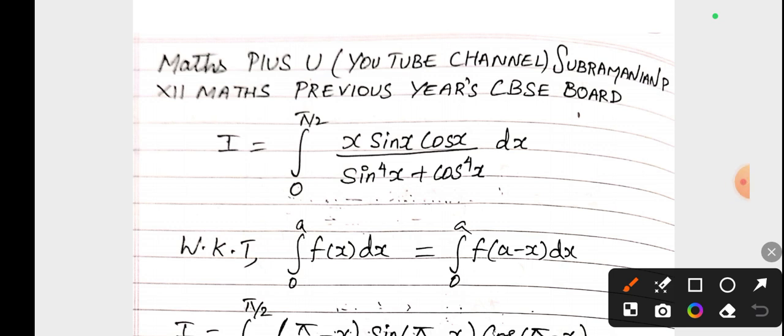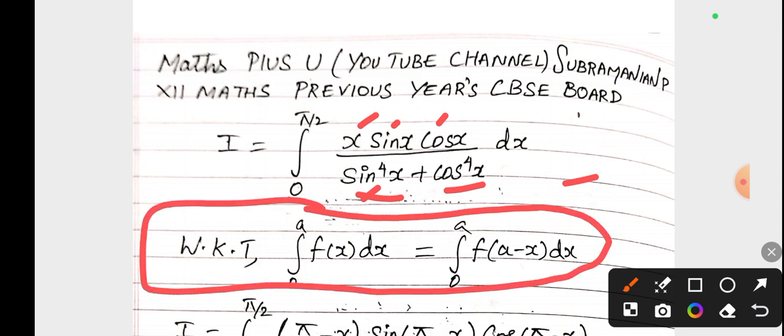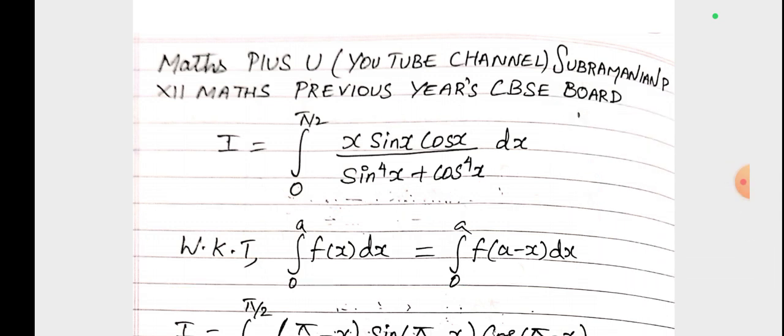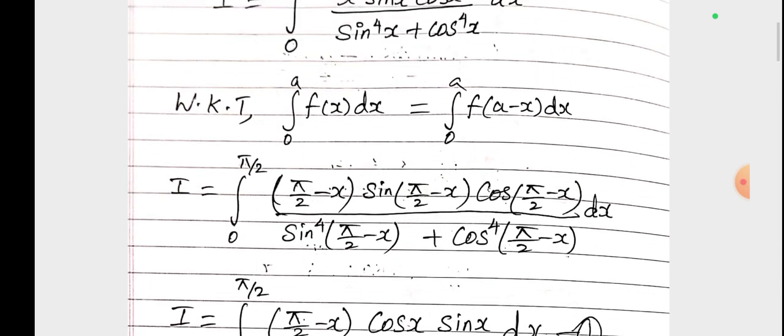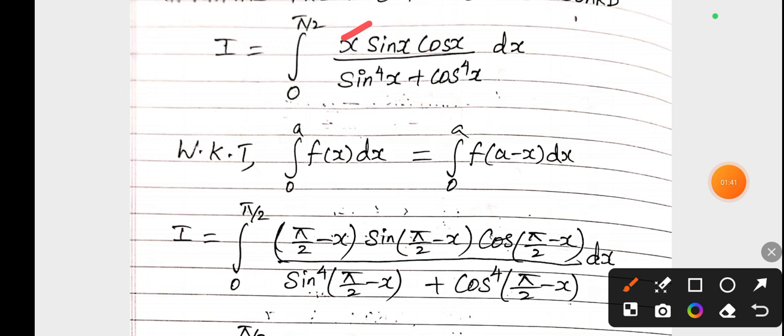Now I equals integral 0 to pi by 2 of x sin x cos x by sin power 4x plus cos power 4x dx. We are using this property, children, we all know: integral 0 to a f of x dx equals integral 0 to a f of a minus x dx. That property only we are using. How we are applying it is very simple. Wherever x is there, put a minus x. Here a is pi by 2, so in place of x, substitute pi by 2 minus x.